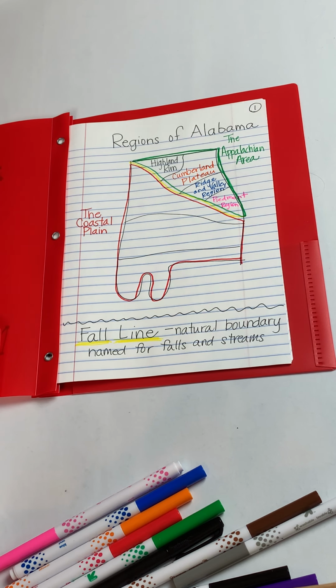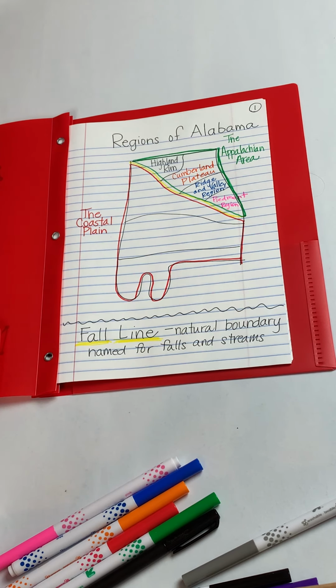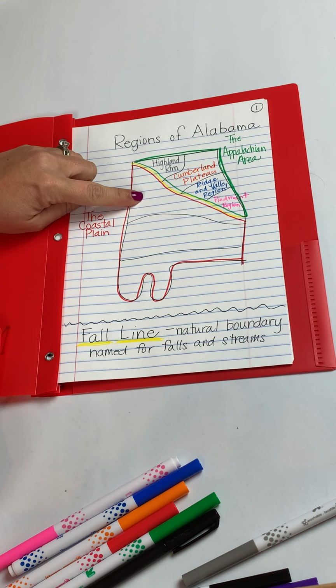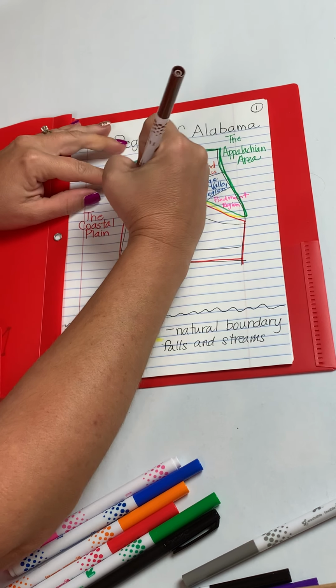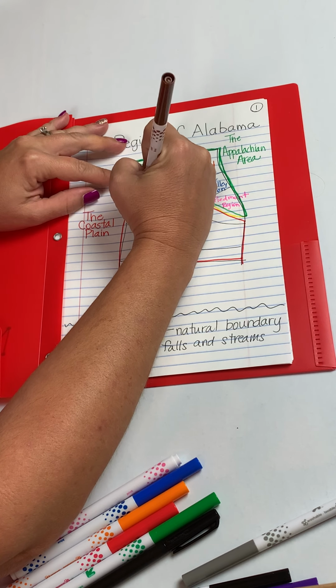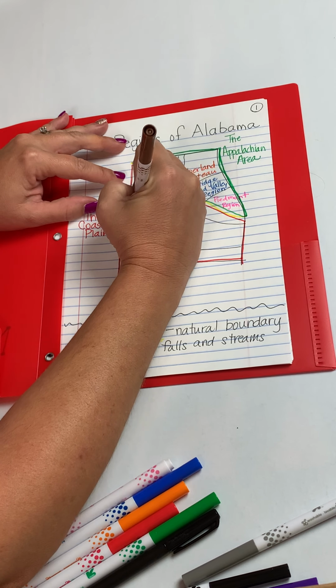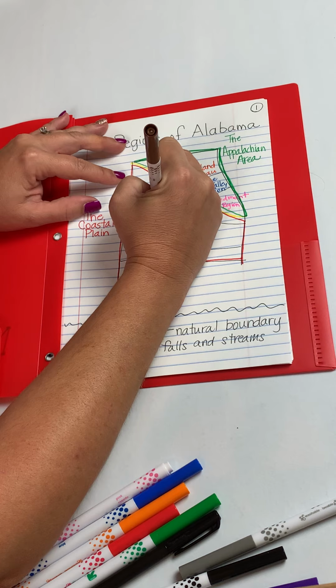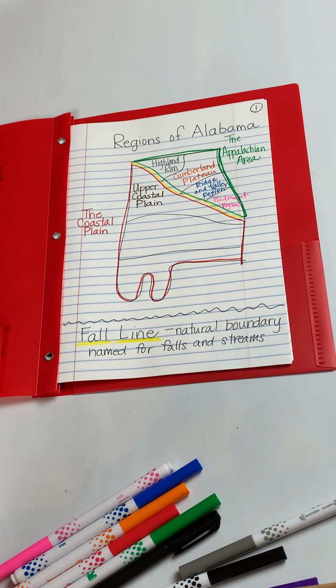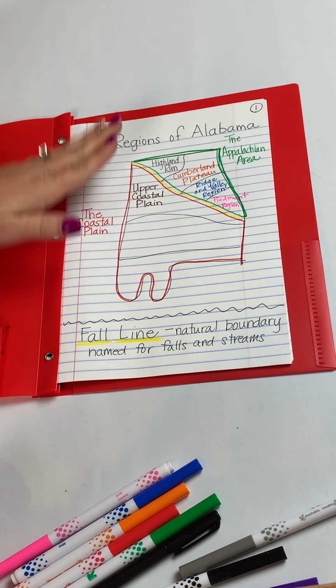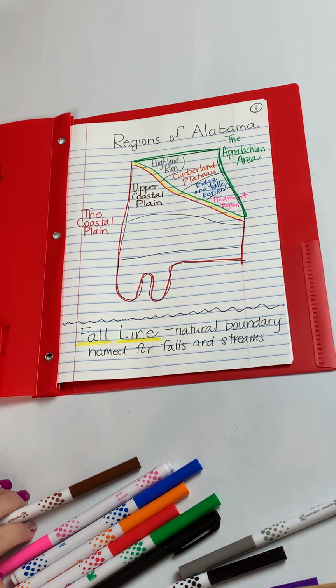And now we're going to move to the coastal plain area and list our regions there. All right, we're going to start with our brown. We're going to do this top part. This top part is called the upper coastal plain. That one's a little bit easy to remember because upper, and it is toward the top of the state.